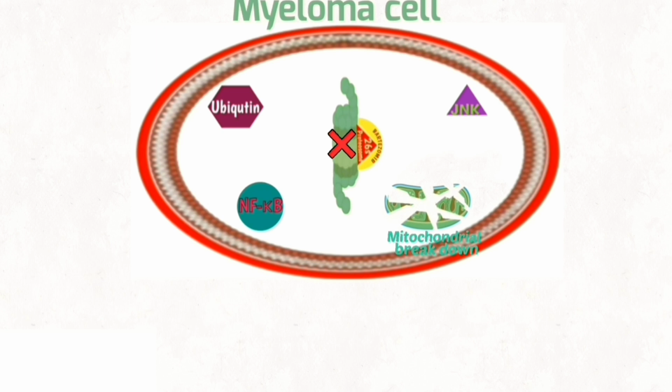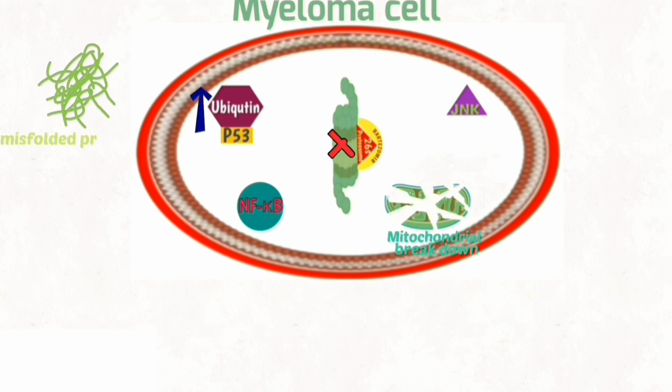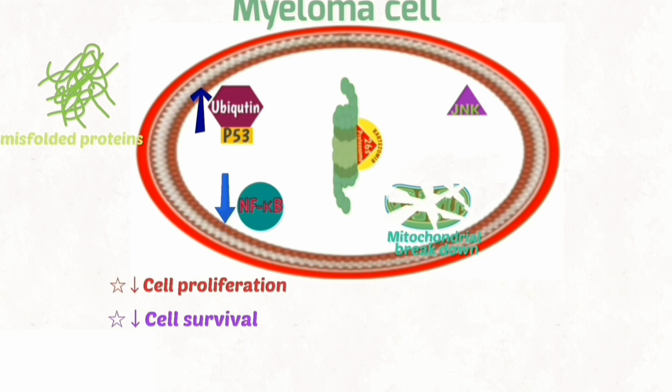It also affects ubiquitin protein P53, increasing the activity of ubiquitin and leading to misfolded protein. As well, it also affects NFKB, decreasing it. The NFKB decrease reduces cell proliferation and decreases cell survival.